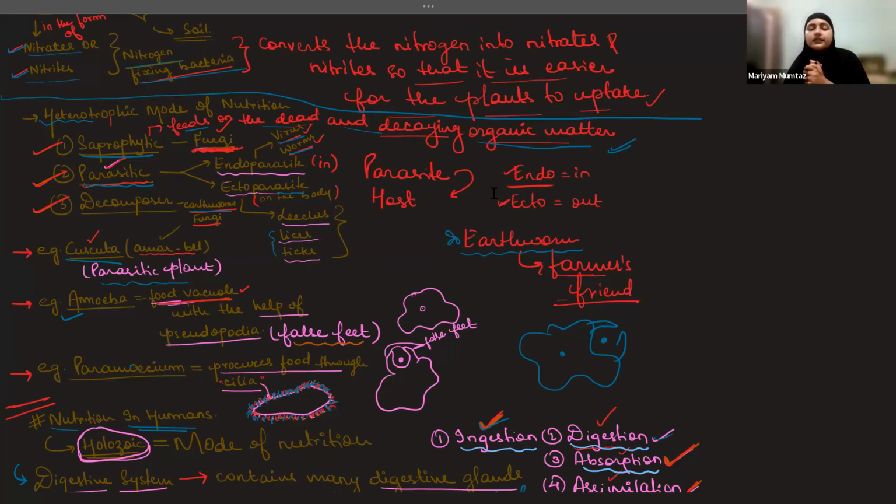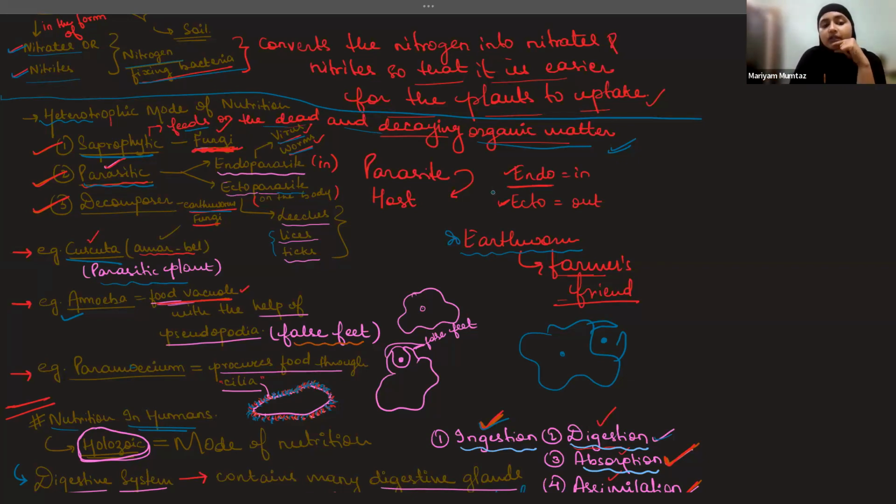In heterotrophic mode of nutrition, the organism cannot make its own food, and it is one way or another dependent on another organism. Heterotrophic nutrition can be divided into three parts. The first is saprophytic, then parasitic, and then decomposing. Saprophytes and decomposers are sort of the same thing, in which these organisms feed upon dead and decaying organic matter. They digest the dead and decaying organic matter and release inorganic substances.